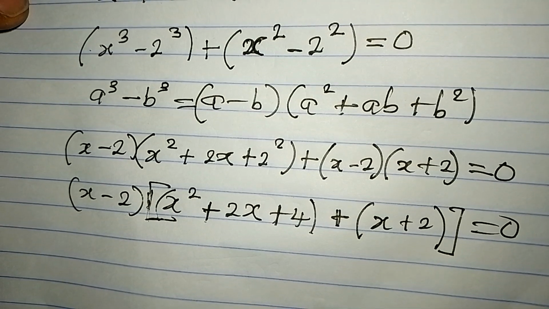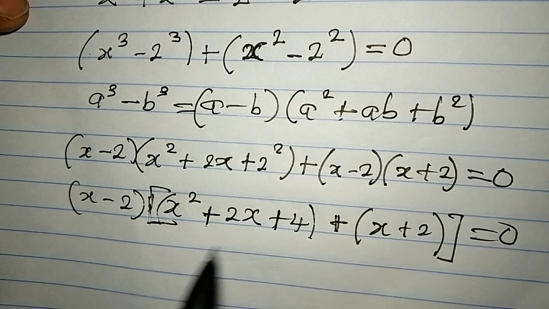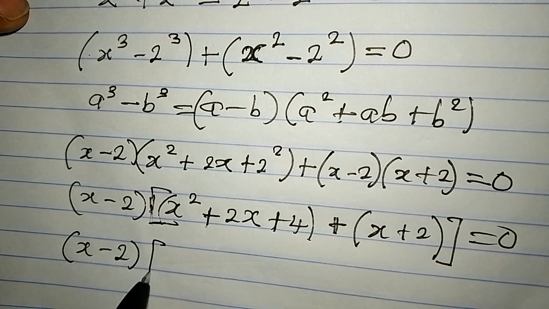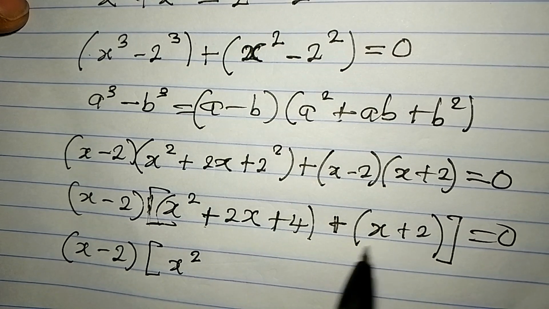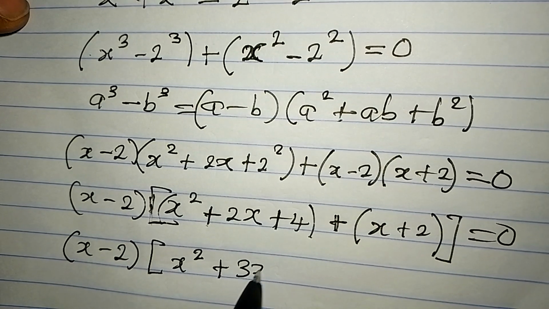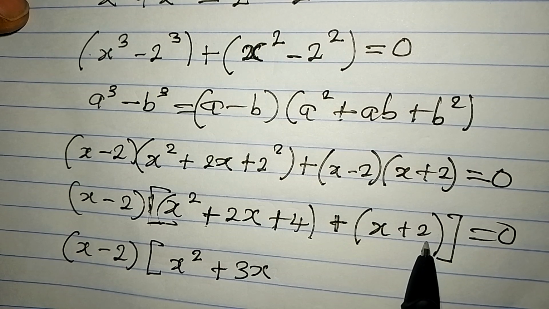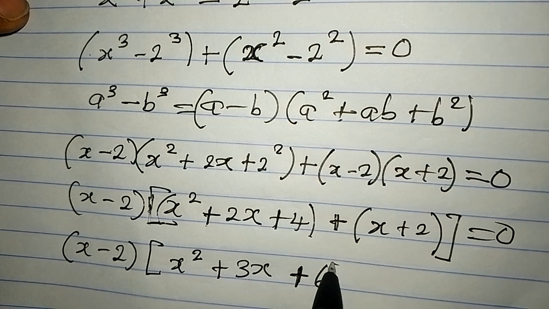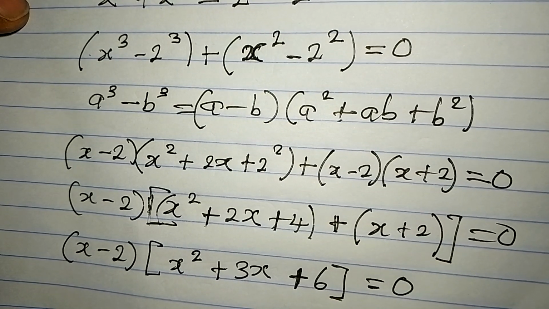And then, to not make a mistake, we're not going to multiply this by this. Rather, we add. So x minus 2 is the common factor. Then here we have x squared. Then 2x plus x will give us 3x. Then 4 plus 2 is going to give us plus 6. Then close this and equate the whole of this to 0.